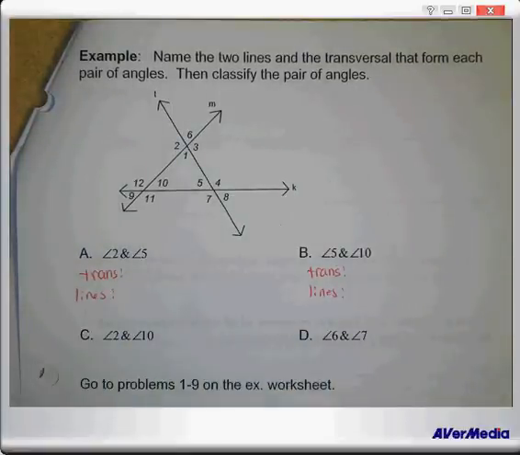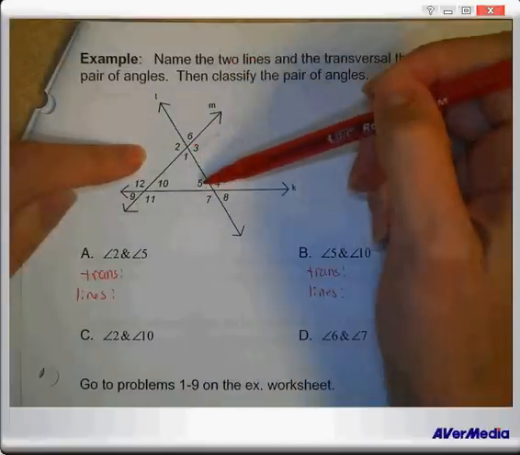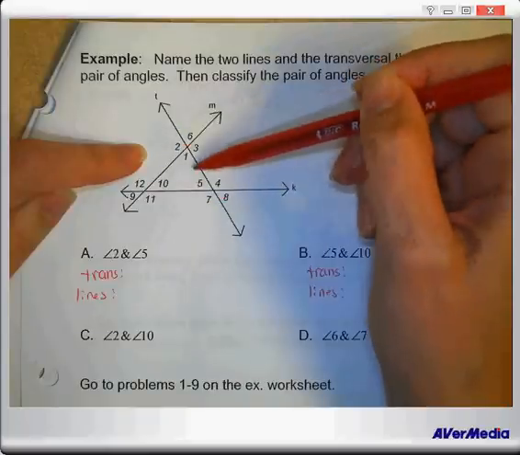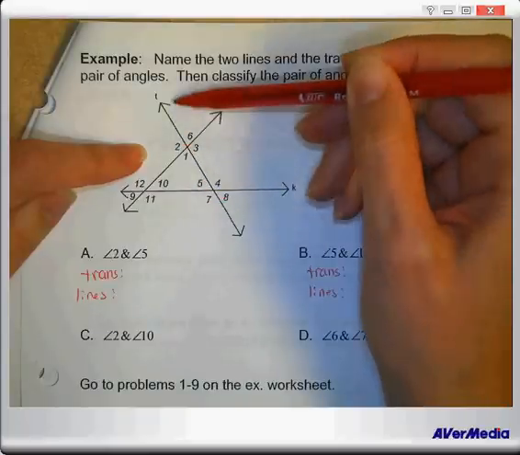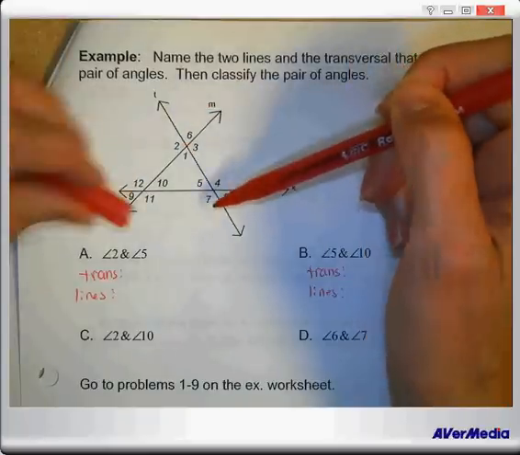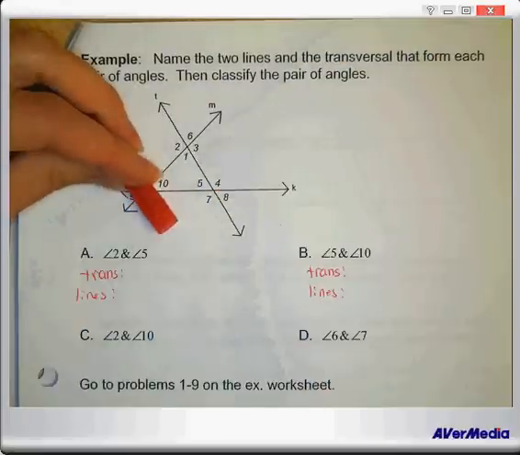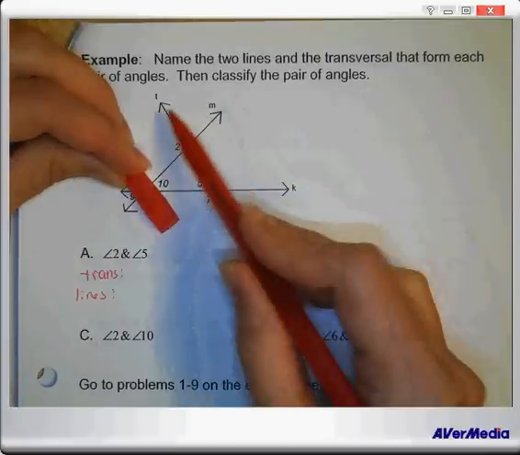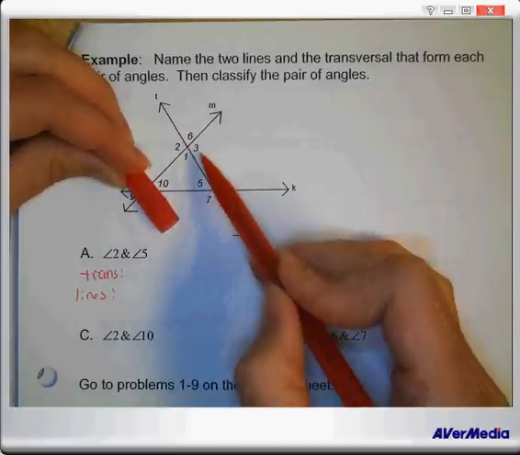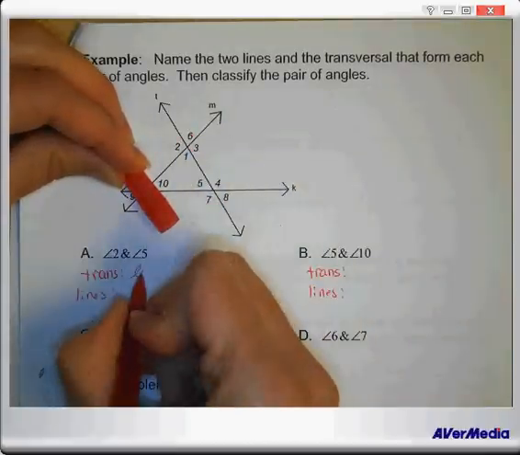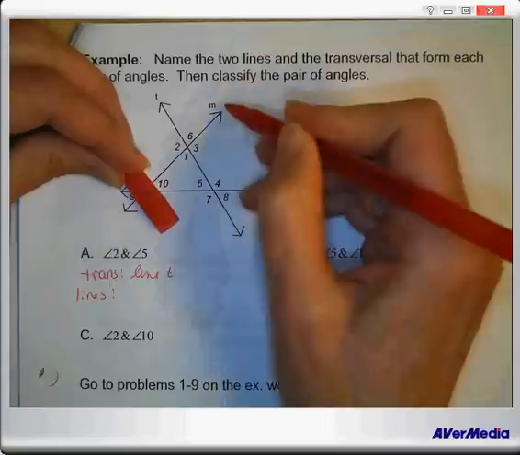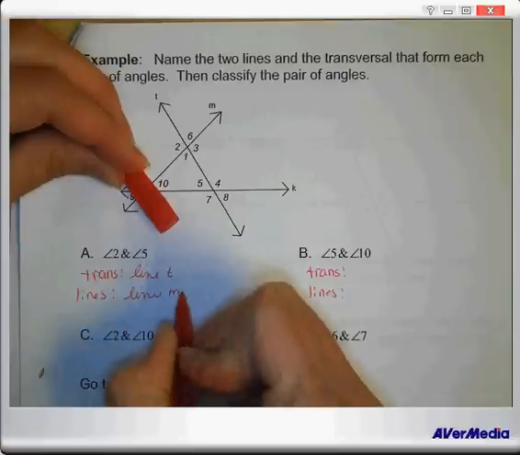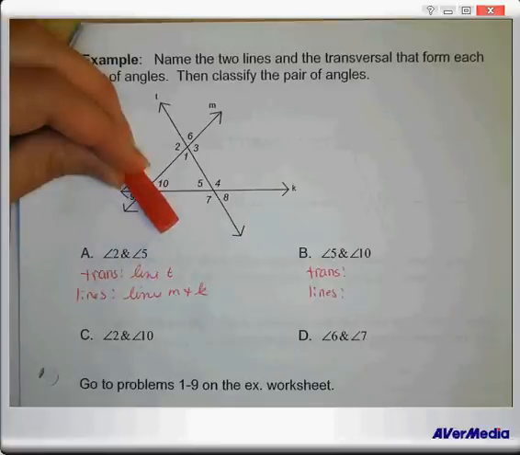All right, we talk about angles 2 and 5. And here's how I always take care of this. If angles 2 and 5 are the ones we're talking about, that means line T would be our transversal. So I'm going to cover up the parts that don't matter to me. I'm going to cover up this one right here. Then it's very easy to see this is the transversal. Our transversal is line T here. The two lines it intersects are lines M and K. So we have both of those.